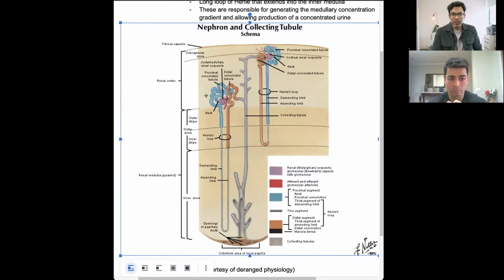So being able to just do a little squiggle for proximal convoluted tubule, and then a long loop of Henle with a thick descending, and then descending limb, thin ascending and thick ascending, and then proximal convoluted tubule and cortical ducts in a very schematic way. It's just a very useful thing.